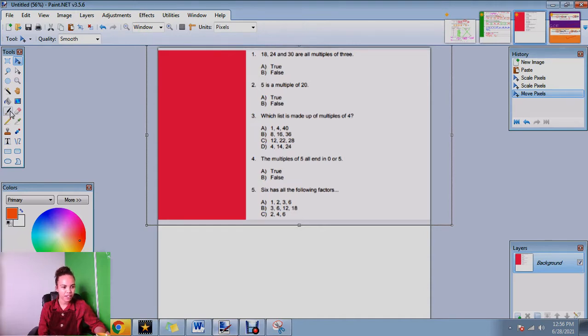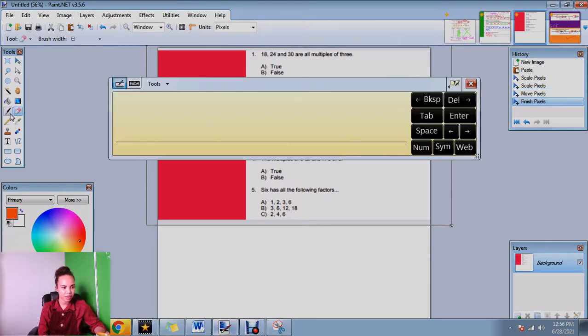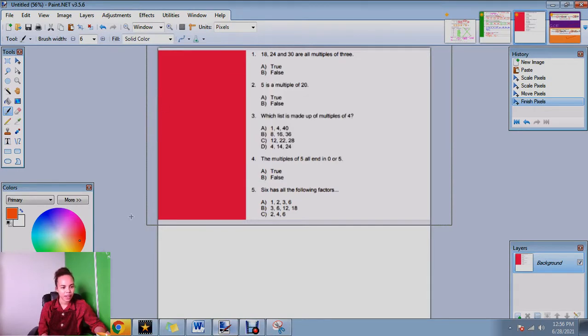Let me get my pen ready. Okay, I'm just going to go for simple black this time. 18, 24, and 30 are all multiples of 3. Yes or no? Let's see. So that's 3 times 6, 3 times 8, 3 times 10. True.